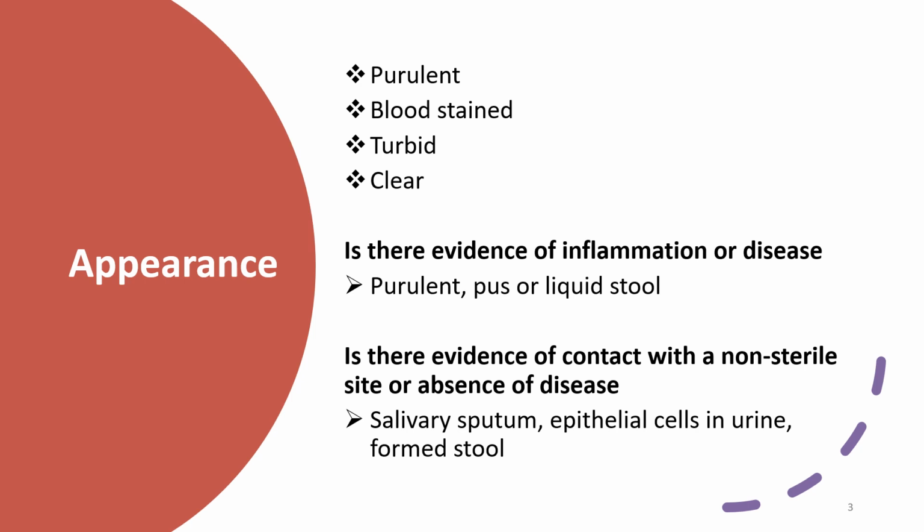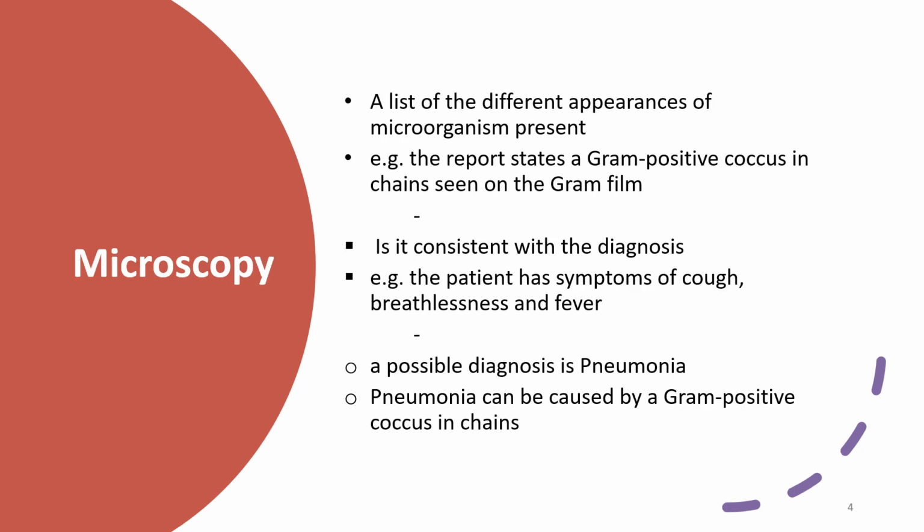Then we see a purulent appearance of the sample, or pus, or liquid stool. Is there any evidence of contact with a non-sterile site or absence of disease? Then we have cellular sputum, epithelial cells in urine, and formed stools. Next, the different appearances of microorganisms present on microscopy are listed.